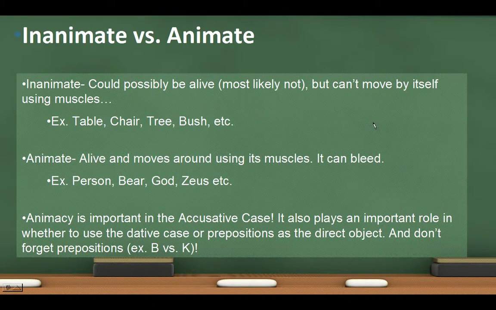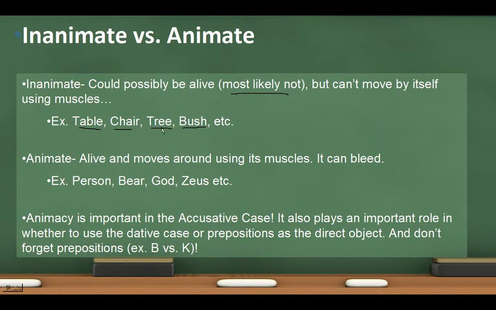Let's look at inanimate first. It could be alive, most likely it's not, and it can't move by itself using its muscles. For example, a table is inanimate, it's not alive, right? A chair is inanimate. A tree is alive, but it doesn't really move using its own muscles. Same thing with a bush. These are all inanimate nouns.